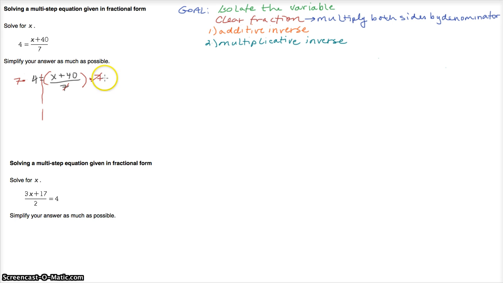So let's rewrite again here. Okay, so now we'll have 28 equals x plus 40. And this is a pretty simple one because we don't have a multiplicative inverse because it's just 1x. And so we cleared our fraction. The next step is going to be to apply the additive inverse. Okay, so here applying the additive inverse means we're going to add negative 40 to both sides.